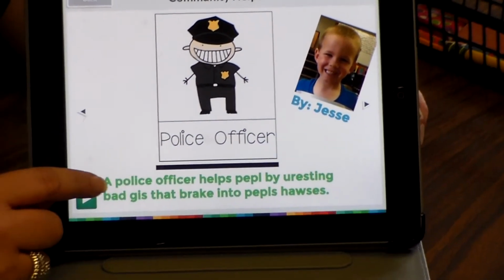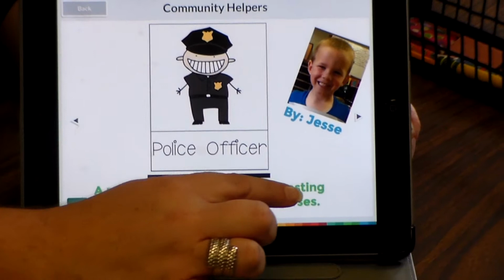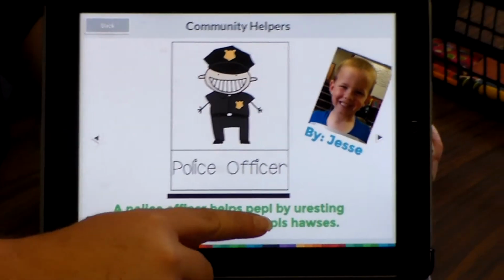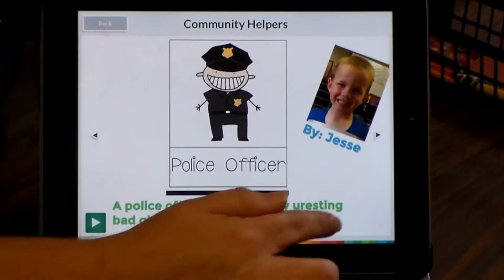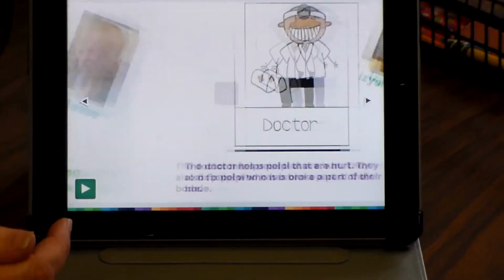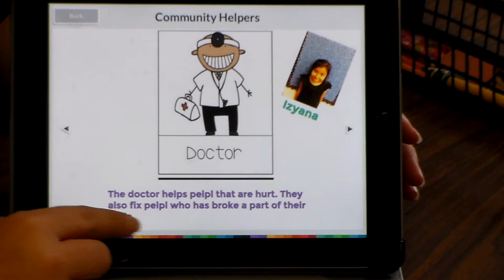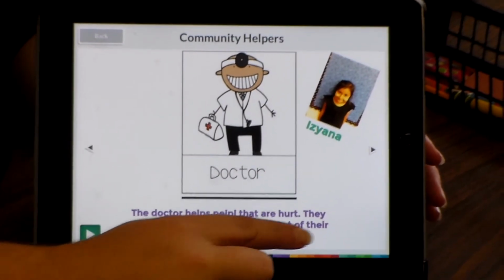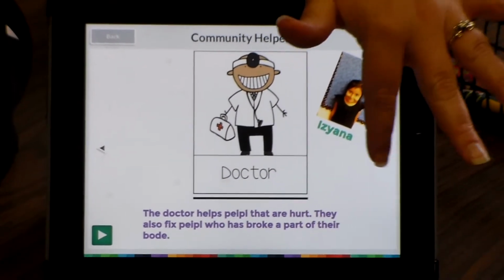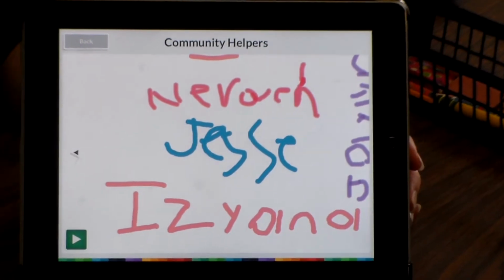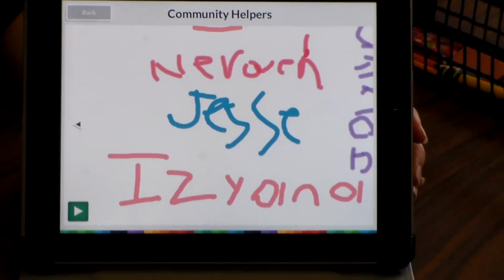Jessie, here's what you typed. A police officer helps people by arresting bad guys that break into people's houses. I love that you spelled some of those hard words. Iziana, you said the doctor helps people that are hurt. They also fix people who has broke a part of their body. And there's where you all signed your name. You did a fabulous job on this book. I'm very proud of y'all.